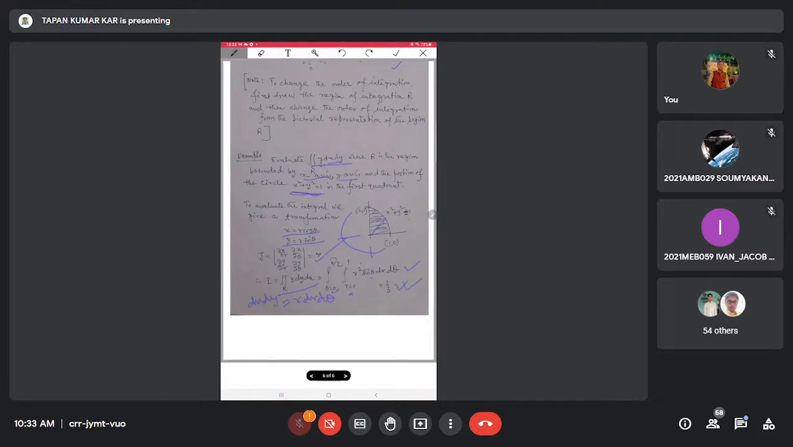Now you can ask me, if I don't give the transformation, is it still possible to evaluate or not? Yes, still possible, no problem. In this problem it is possible, but look at this, if you give this transformation, it becomes easier to evaluate. And if you ask me how we set the limits if we don't give the transformation, then look at this.